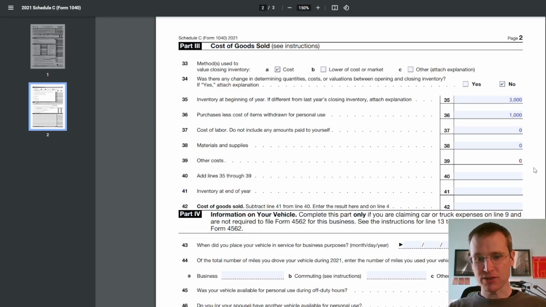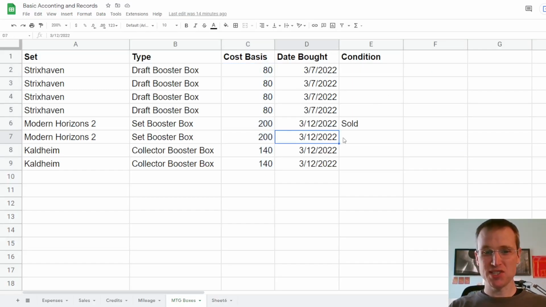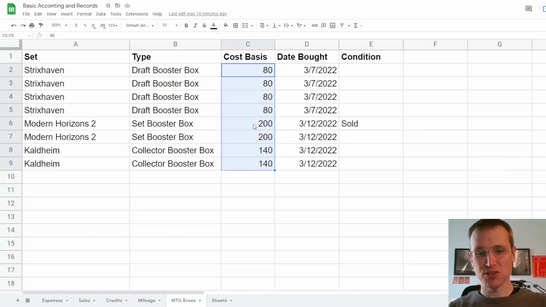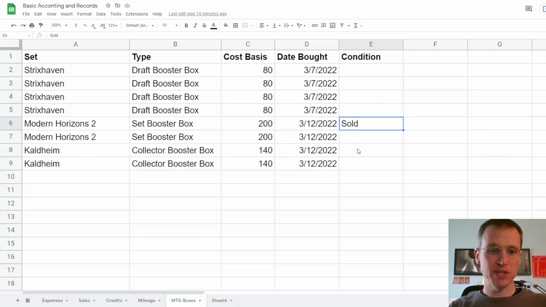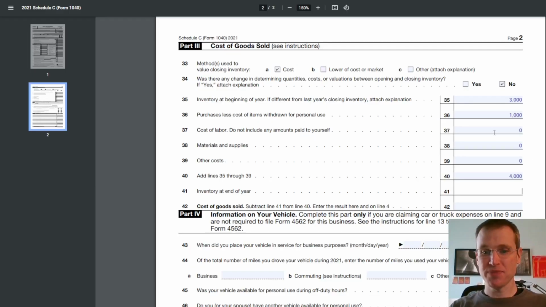So add lines 35 through 39, and this is basically the high water mark of inventory that you had for the year. And then it says, go and tally up your inventory. Do, actually in the verb sense, do inventory your items. And this is pretty easy if you set up spreadsheets like this, because we say, oh, we sold this. And so we know that this $1,000 minus the $200 we sold, we now only have $800 of inventory. And so we can put 800.